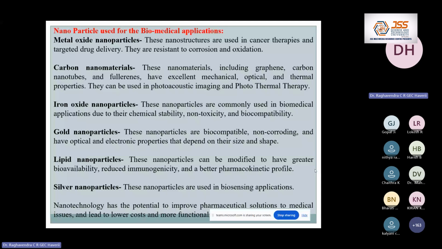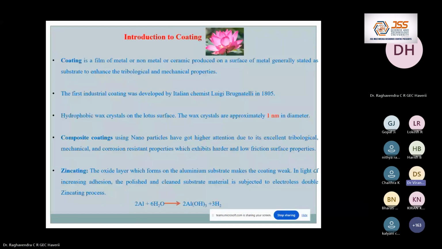Now, let me quickly go through coatings. What does a coating actually mean? These coatings have been greatly influenced by flowers, in particular the lotus.